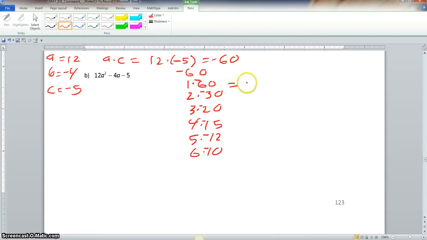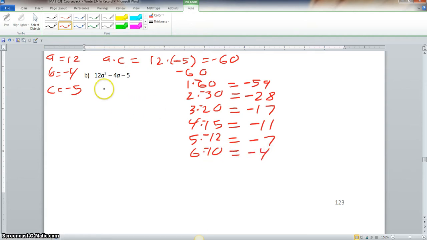So 1 plus negative 60 is negative 59. 2 plus a negative 30 will give us negative 28. 3 plus a negative 20 will give us negative 17. 4 plus a negative 15 is negative 11. 5 plus a negative 12 is negative 7. And 6 plus a negative 10 is negative 4. So we know we're going to use 6 and negative 10.